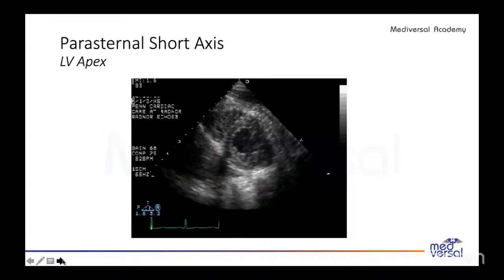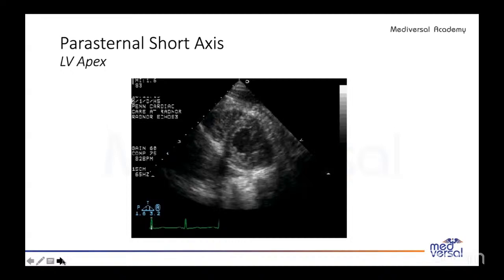So from the ventricular level, if you keep on rotating more towards the right side, then comes the LV apex. Then you can see the apex. So if you want to see the apex of the patient, this is how you do it.